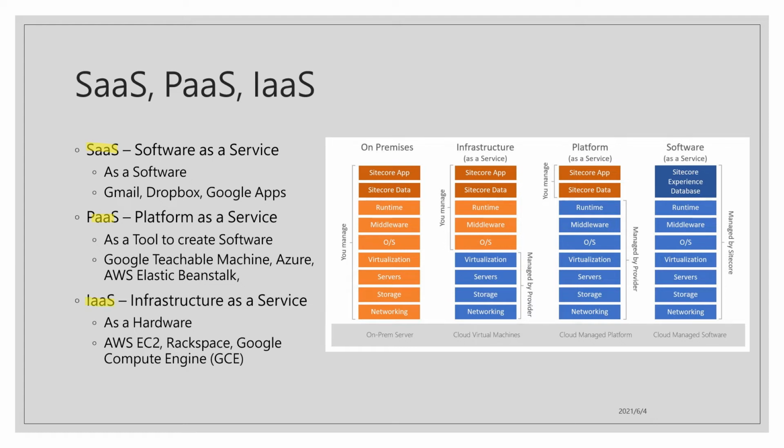SAS means software as a service. That means it's a software. Gmail is a software, Dropbox is a software, Google Apps is a software, and so on. You can still use them as part of your service. For example, if you want to communicate with others, you have a button that redirects to Gmail. Or if you want to store something, perhaps you put it in YouTube, and inside the app you load the movie from YouTube.